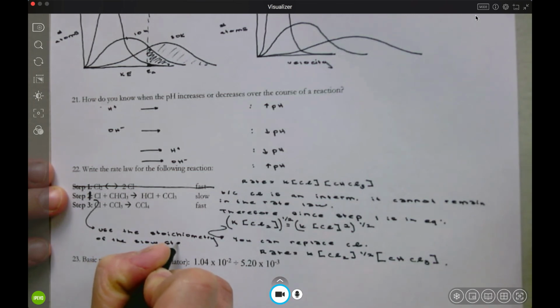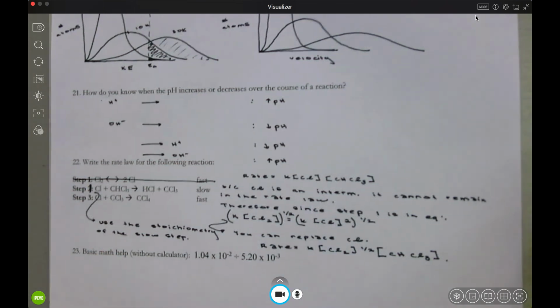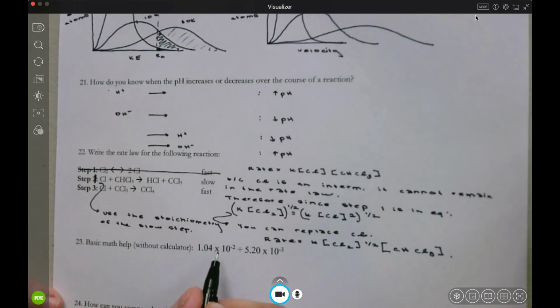Okay? Basic math helps. So how would you do this work right here? Because it's 1.04 times 10 to the negative second divided by that, I can multiply both of these by a certain value. So why wouldn't I just multiply them by 10 to the third? Remember, you want to multiply by the larger exponent. So I'm going to multiply by 10 to the third, so that would make this 10.4 divided by, multiply by 10 to the third, 5.2. And so you would end up getting just 2.